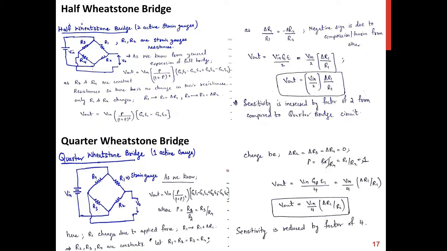In the quarter bridge Wheatstone bridge, we have only one active strain gauge, and all of the other resistances are constant. So there is variation only in R1, and R2, R3 and R4 are zero-change resistors. We know that the constant parameter P, with R3 by R4 equal to 1, because these factors cancel, equals 1. We simply put the value of 1 in this relation and we get this value, and other factors like R4, R3 and R2 are cancelled. Only the G1 epsilon 1 term remains, and we put the value of GF in the relation, and we get this factor, where sensitivity is reduced by 4. It has much lower sensitivity as compared to the half Wheatstone bridge circuit, which had 2 times more sensitivity as compared to the quarter Wheatstone bridge.